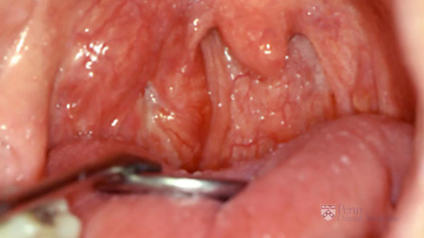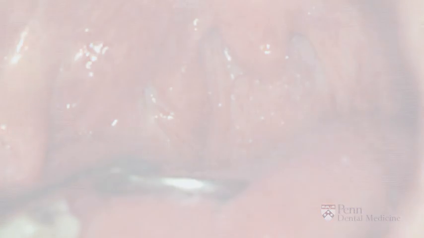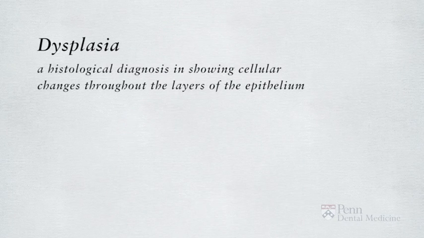Presently, the gold standard for predicting the malignant potential of pre-malignant or potentially malignant lesions is the presence or degree of dysplasia. That is a histological diagnosis showing cellular changes throughout the layers of the epithelium. However, there are some who are questioning the validity of this being the gold standard.